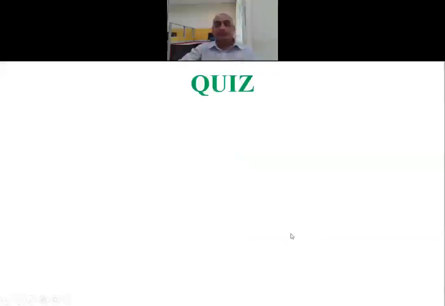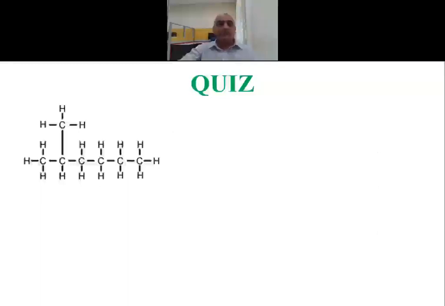Now, dear students, we have a short quiz for better understanding of today's lecture. You have to guess this compound. Yes, in this compound you will see carbon and hydrogen, a hydrocarbon. So it may be alkane, alkene, or alkyne. I'm giving you a clue: all carbon to carbon bonds are single covalent bonds. So the answer is alkane.